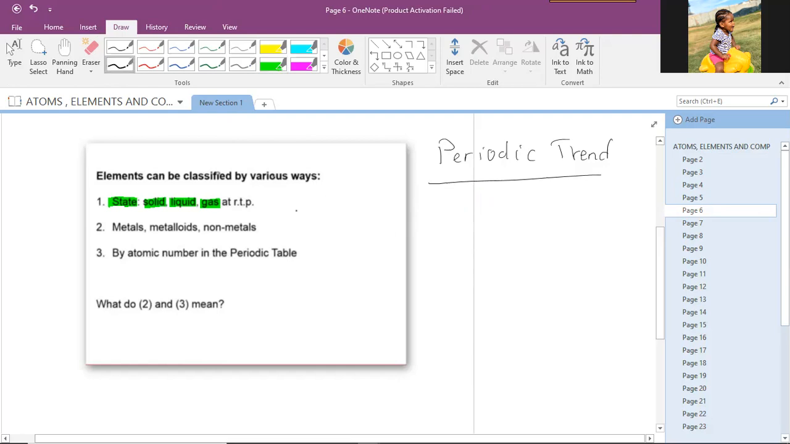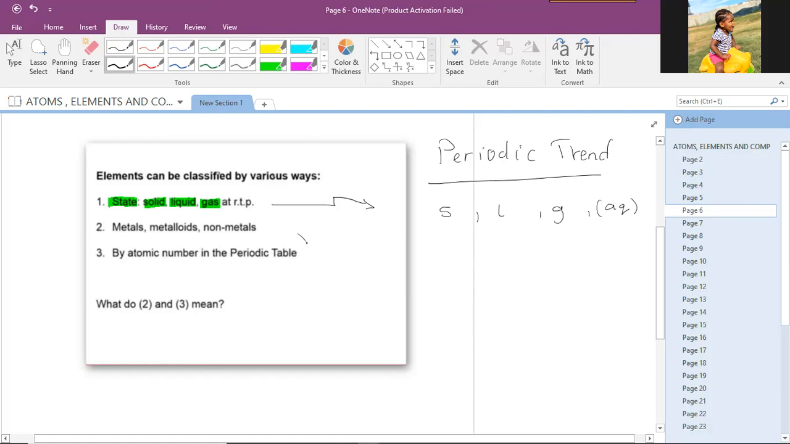And later on, when we start balancing chemical equations, we'll discover that certain states, solid, we write as an S, liquid as an L, gas as a small letter G. And if the compounds are dissolved in water, we'll say AQ, which represents aqueous. So we can identify or classify elements as either solid, liquid, or gas.